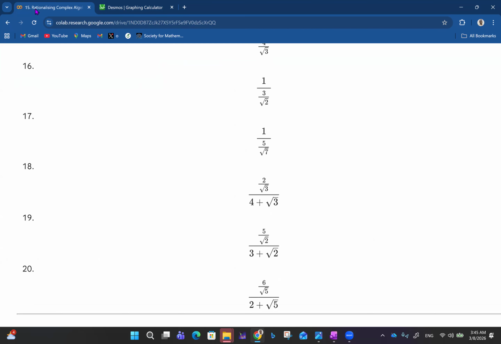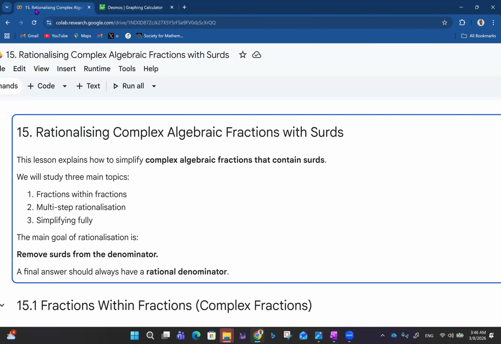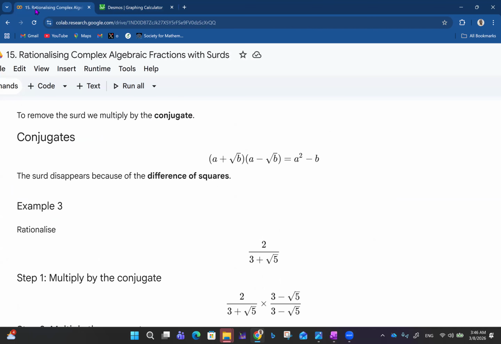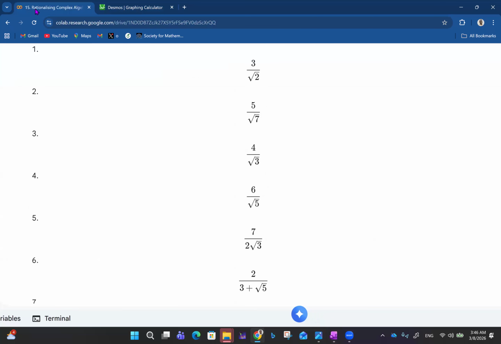On this note, I come to the end of this interesting video about rationalizing complex algebraic fractions with surds, exactly. So you want to try your hands on this and be sure you have a very good hang of that.